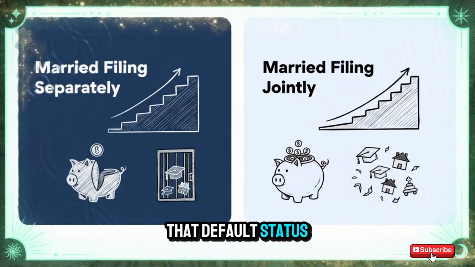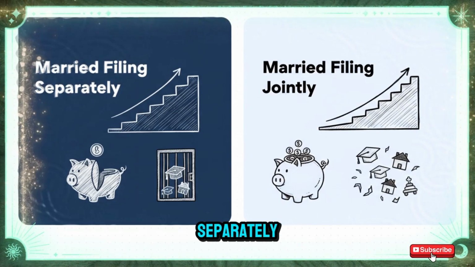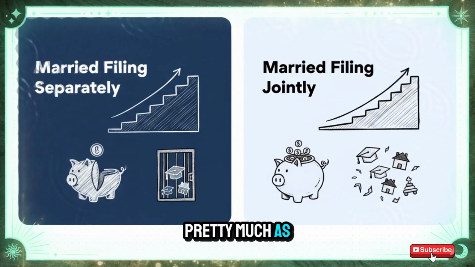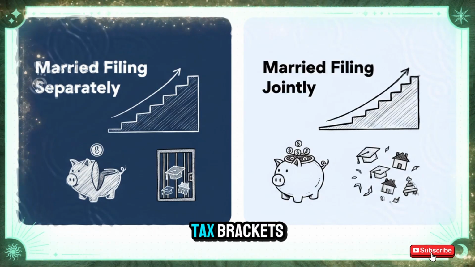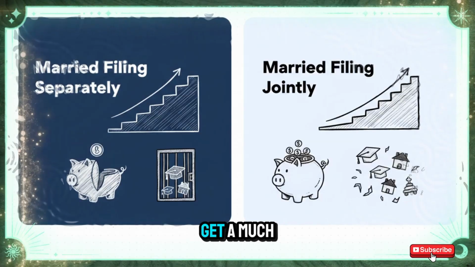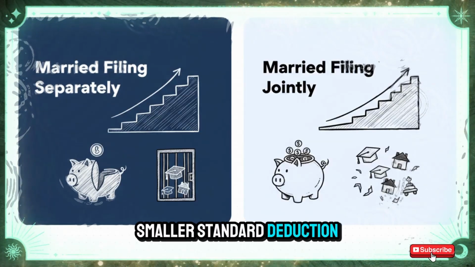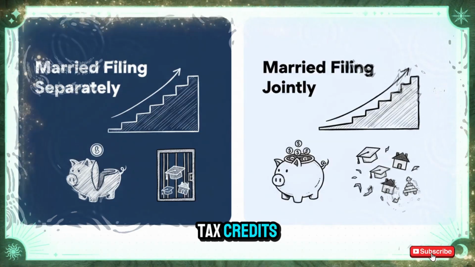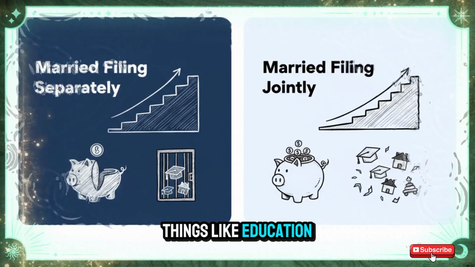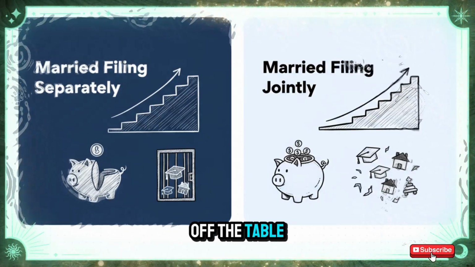That default status is married filing separately. And yeah, it's pretty much as bad as it sounds. You hit higher tax brackets way sooner, you get a much smaller standard deduction, and a whole bunch of valuable tax credits, forget about it. Things like education credits are just off the table.